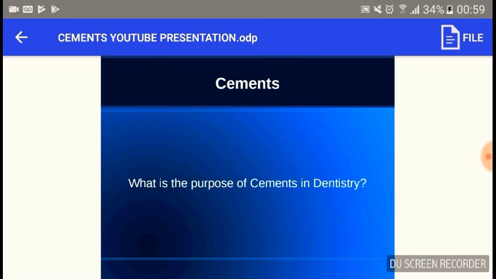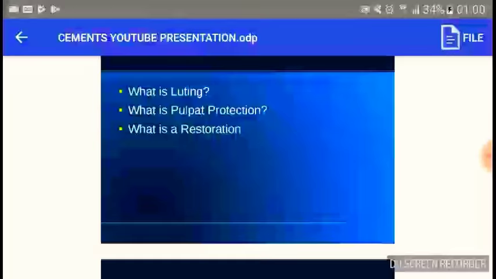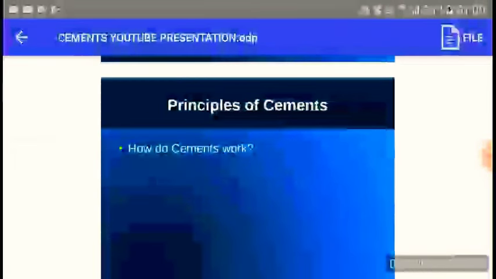The principle of cements is that the tooth and prosthesis themselves are rough. So what an adhesive such as a cement does is that it gets in between these crevices, and it then forms an interlocking or strong bond with both the tooth and the prosthesis. This results in the fixture of the prosthesis to the area. So we've explained what luting is, what pulp protection is, and what a restoration is. Please excuse the typing error. The principles of cements we will go into.